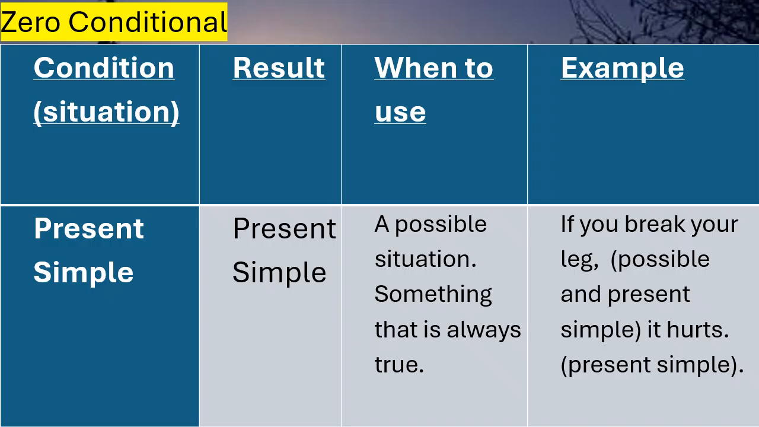So for example, if you break your leg, that's a possible situation. It's also the present simple, you break, it hurts. That is the present simple. And every time that you break your leg, it will hurt. So this is not only a possible situation, it's something that is always true.